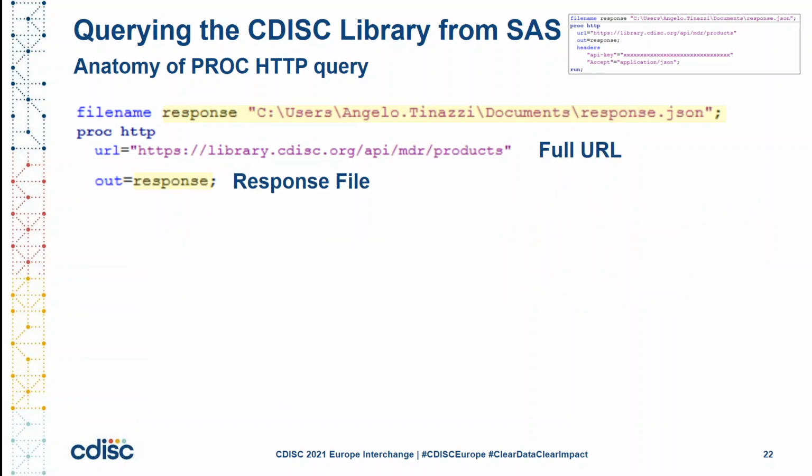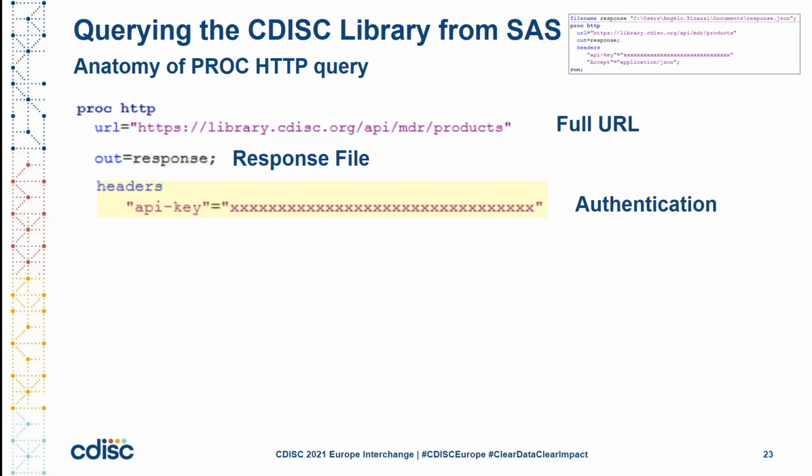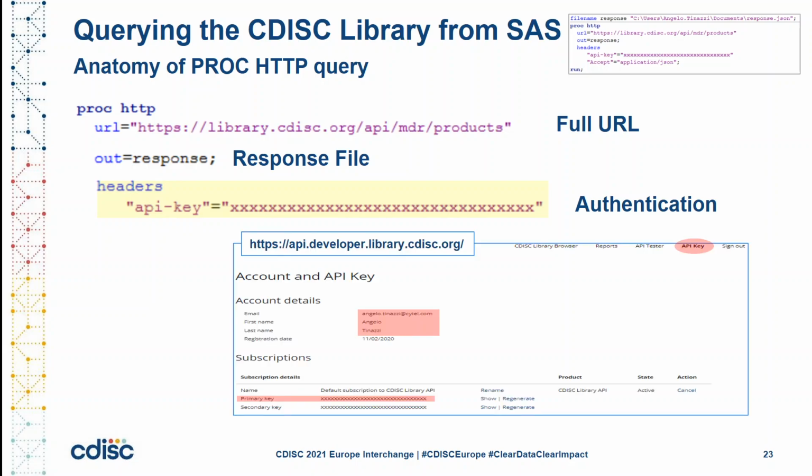The response when returned will be saved in the file indicated in the out option. So in this example, the file will be simply named response.json and saved in my personal user area. The header will have the authentication key that I will have meanwhile obtained, generated through my API developer CDISC library account.